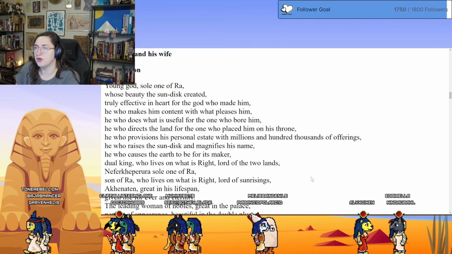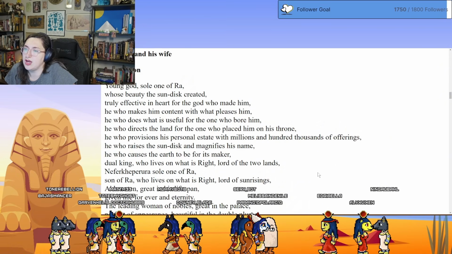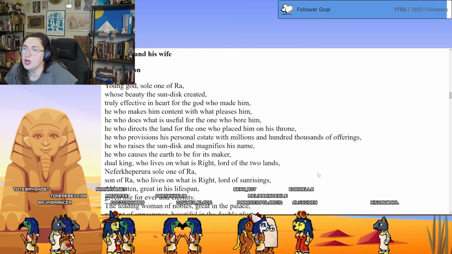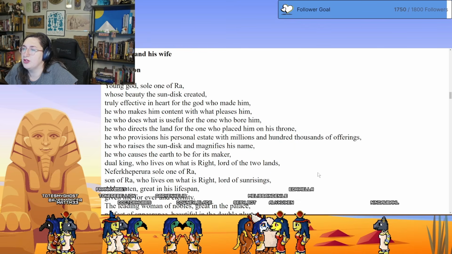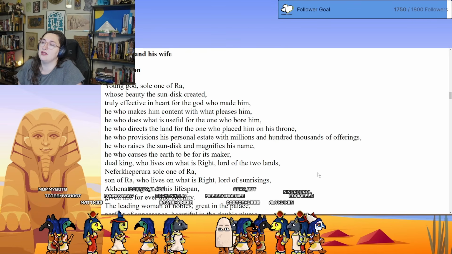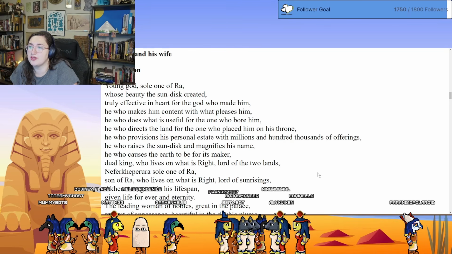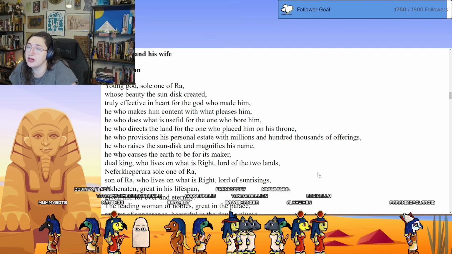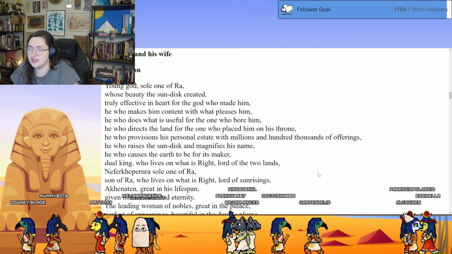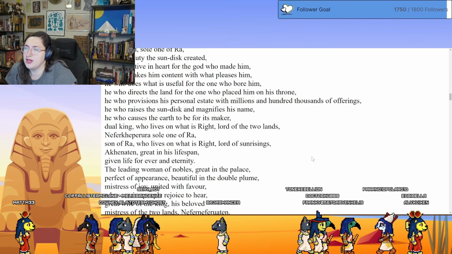Young God, soul one of Ra, whose beauty the sun disk created, truly effective in heart for the God who made him, he who makes him content with what pleases him, he who does what is useful for him, oh God, he who does what is useful for the one who bore him, he who directs the land for the one who placed him on the throne, he who provisions his personal estate with millions and hundreds, thousands of offerings, he who raises the sun disk and magnifies his name, he who causes the earth to be for its maker, dual king who lives on what is right.